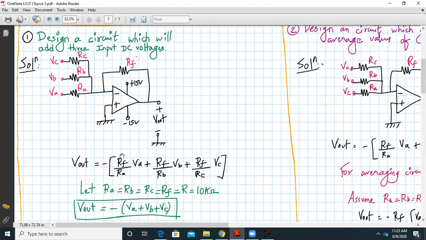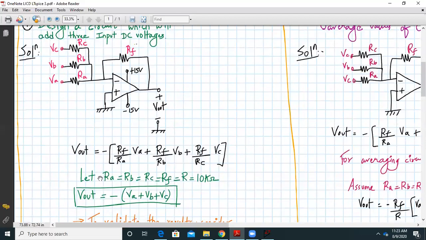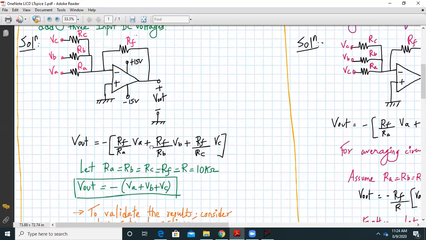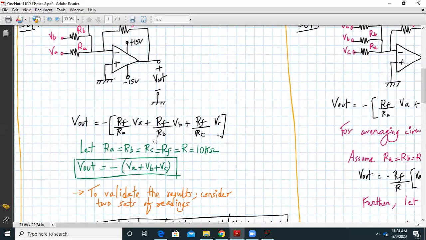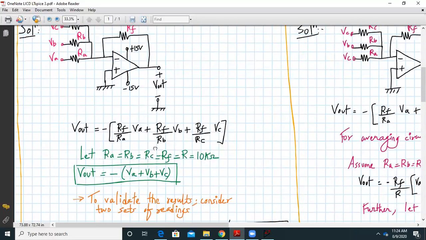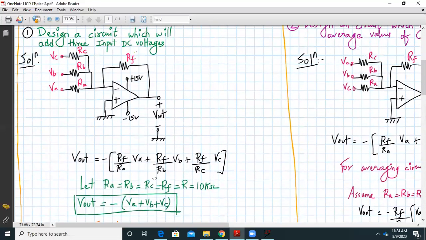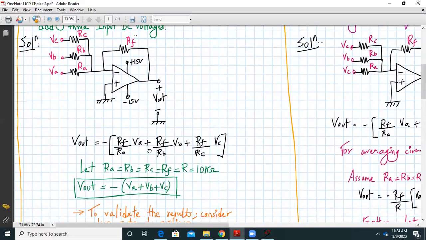We have derived it in the last lecture, and here we say that we can assume that RA equal to RB is equal to RC is equal to RF, which is equal to R, which is equal to 10 kilo ohm. So basically we consider all the resistances as 10 kilo ohm. And what do we get this expression as? So V out will be minus of VA plus VB plus VC. So that's the design for adding 3 DC input voltages.